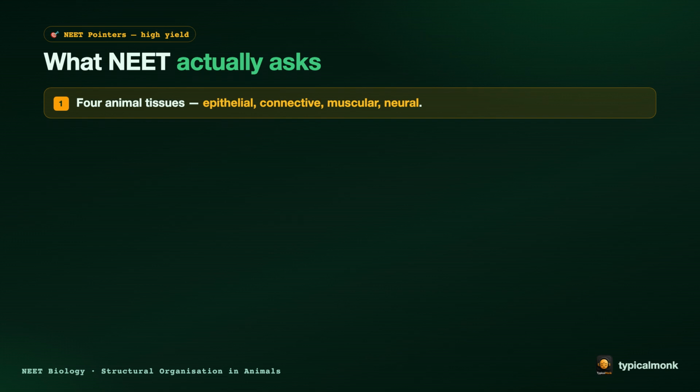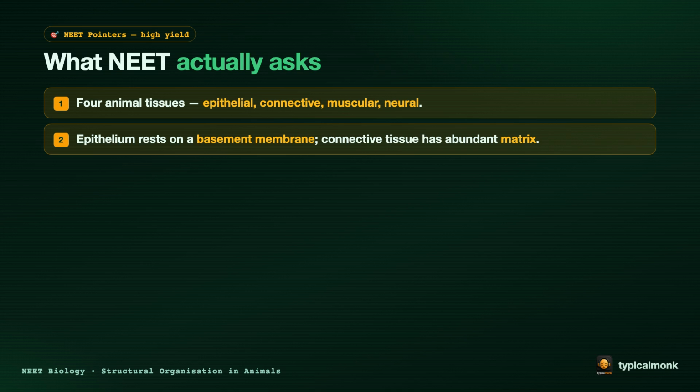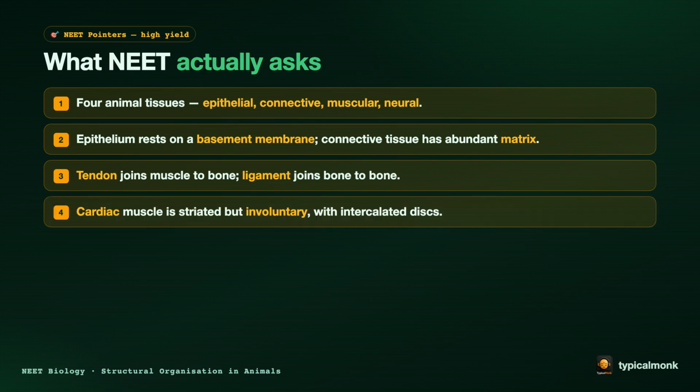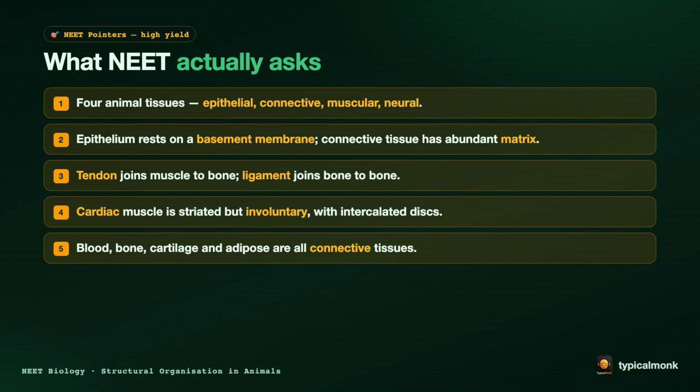Now the high-yield pointers. The facts turn into questions. 1. 4 animal tissues: epithelial, connective, muscular, and neural. 2. Epithelium rests on a basement membrane and connective tissue has abundant matrix. 3. A tendon joins muscle to bone and a ligament joins bone to bone. 4. Cardiac muscle is striated but involuntary and it has intercalated discs. 5. Blood, bone, cartilage, and adipose. These are all connective tissues.